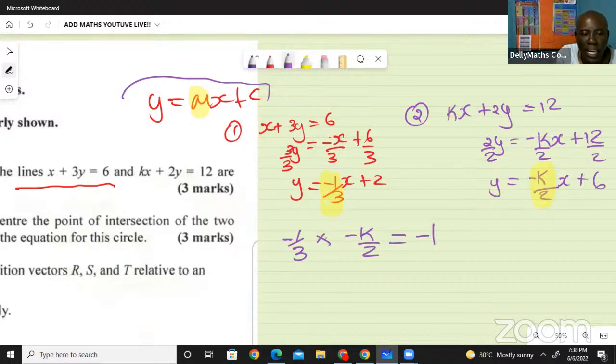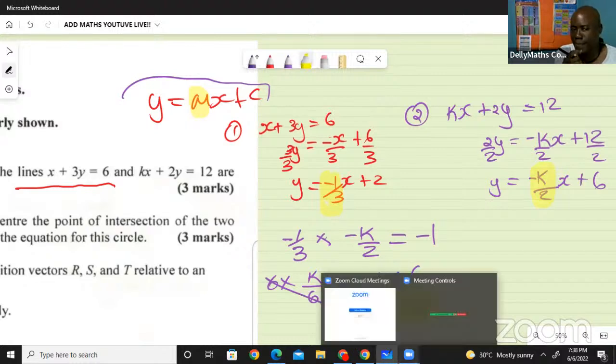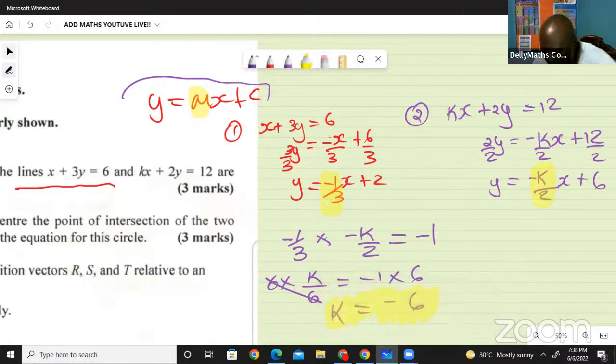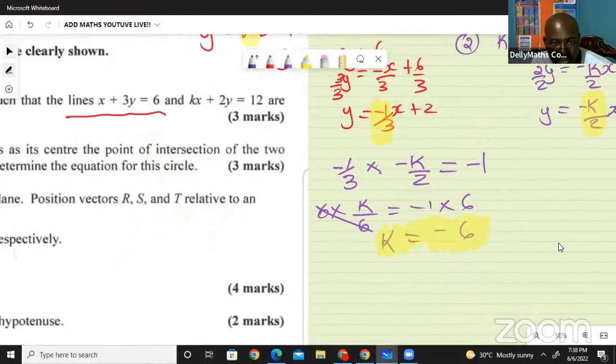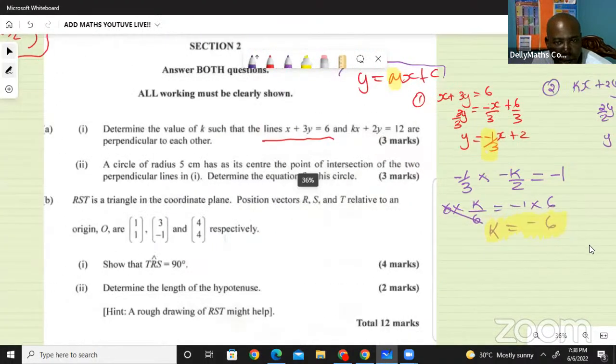Let us solve this ordinarily. No rush. So I would have positive k over 6 equal to negative 1. I multiply top by top, bottom by bottom, then multiply both sides by 6. So definitely k is equal to negative 6. I will conclude here that my k is negative 6. Anybody got that? K is negative 6. Check in the comments.